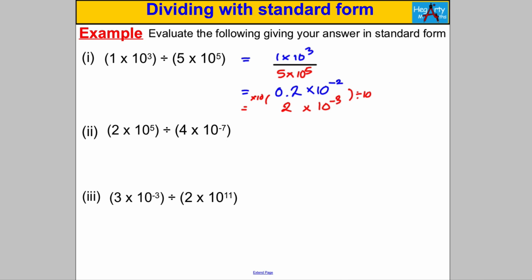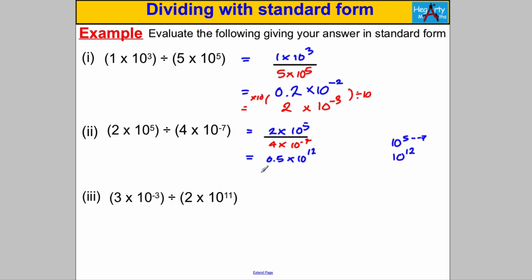Okay, next one, we're going to write that as 2 multiplied by 10 to the power of 5, and we're going to say that's over 4 multiplied by 10 to the negative 7. Now the first bit, 2 divided by 4, that's the same as 1 divided by 2, which is a half, so we write 0.5 times 10. Now 10 to the 5 divided by 10 to the negative 7, that's 10 to the 5 subtract negative 7. Subtracting a negative is like adding, that's like 10 to the power of positive 12.